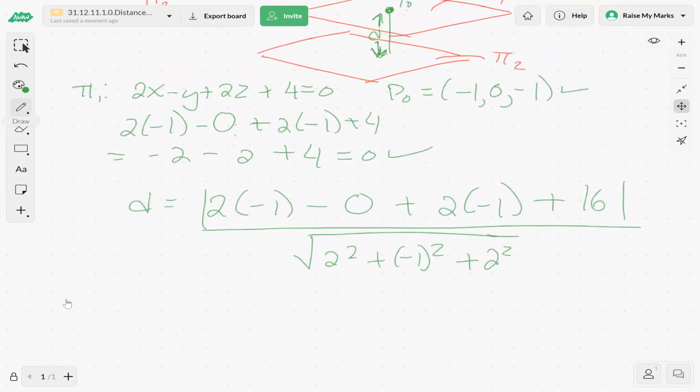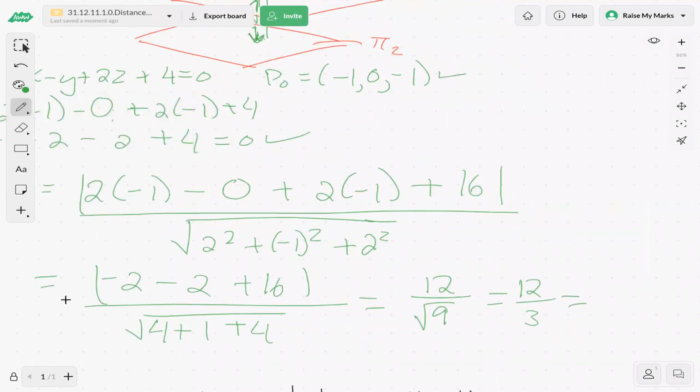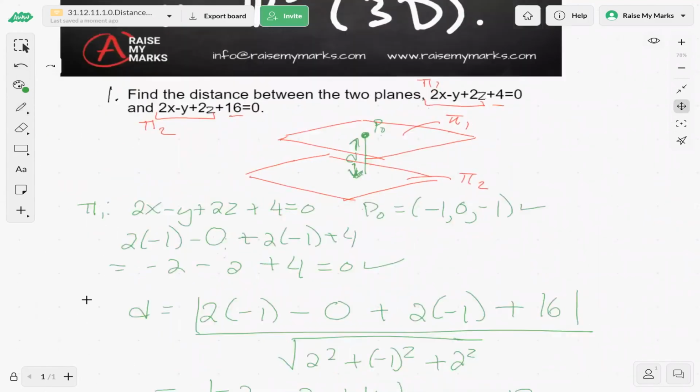Okay, so let's evaluate everything. In the numerator, we have -2 minus 2 plus 16, absolute value of this, over the square root of 4 plus 1 plus 4. In the numerator, we have 12. In the denominator, we have the square root of 9, or 3. So 12 over 3 is 4. So the distance between our two planes is 4 units. Good. That wasn't too bad.